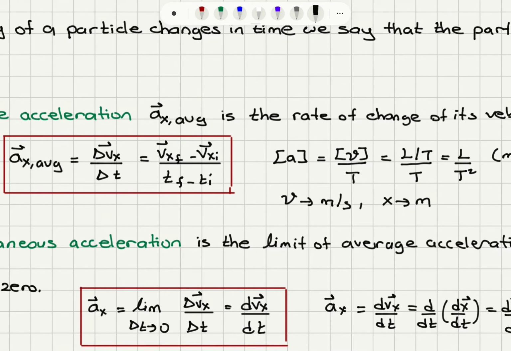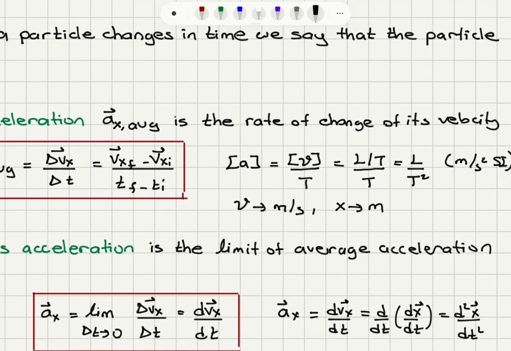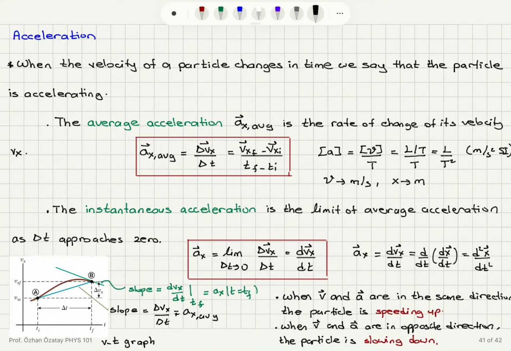So the dimension of acceleration is the dimension of velocity divided by time, because we're dividing delta v by delta t, and velocity is dx dt, instantaneous velocity, which is length divided by time. So dimension wise, acceleration is L over t squared, which in SI units is meter per second squared. The velocity is meters per second and the position is given in meters.